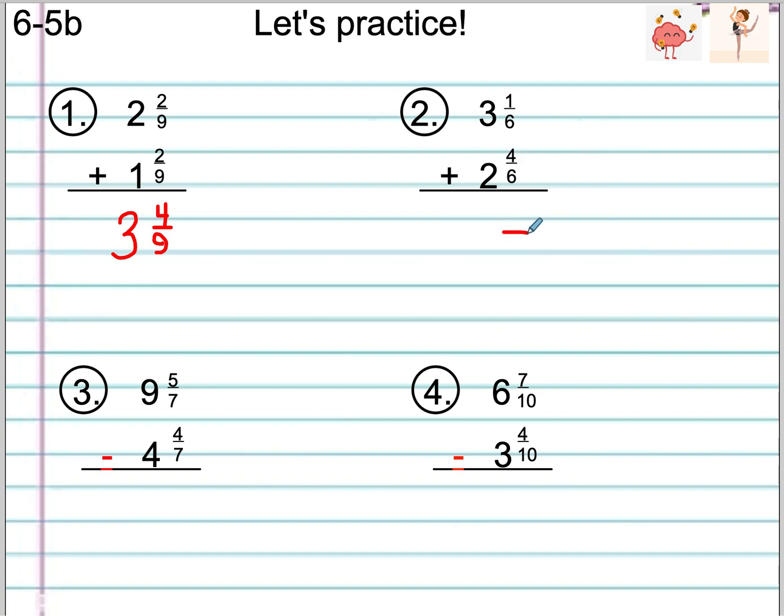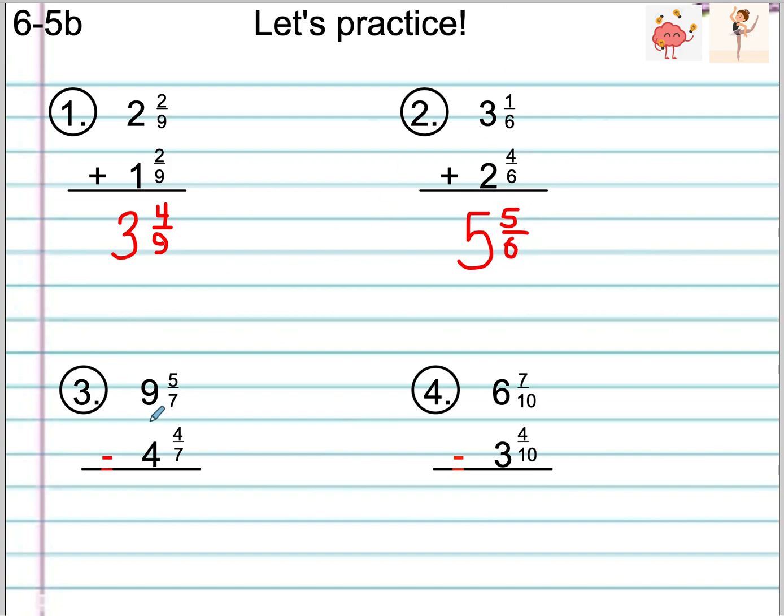I would like to do the fraction first. 1/6 plus 4/6. The denominator doesn't change, so I'm going to leave that 6 there. When I add 4/6 and 1/6, how many do I get? Yeah, I get 5/6. Now I can go over to the whole numbers. 3 plus 2, yeah, you knew it. You nailed it. 5. 5 and 5/6 is the sum.